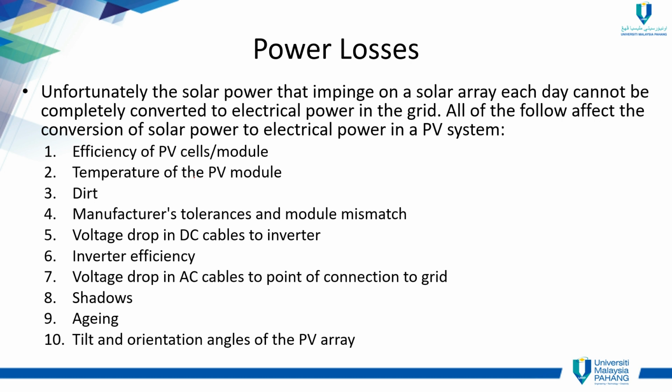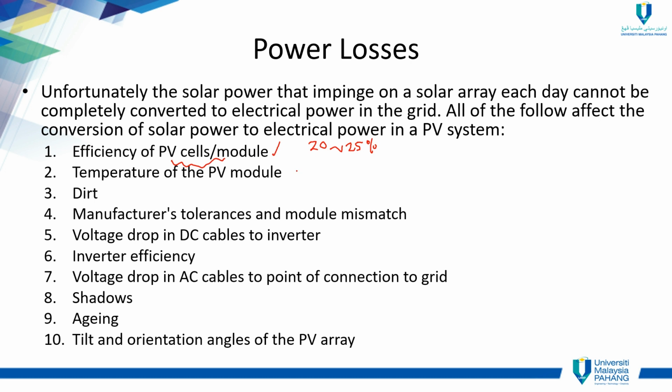The first one is the efficiency of the PV cells and modules. The typical efficiency for modules varies from 20 to 25%. And of course, there's a difference between monocrystalline and polycrystalline. By default, monocrystalline is slightly more efficient than polycrystalline.